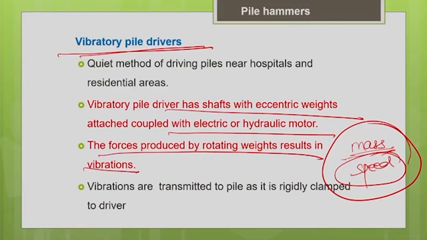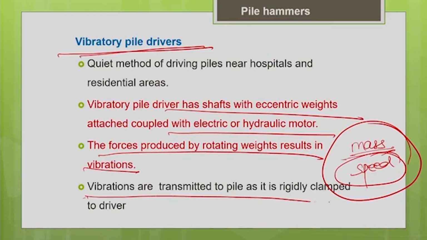You just clamp the vibrator tightly to the pile head. From the vibrator, the vibrations are transferred to the pile head, and from the pile, the vibrations are transferred to the soil. Your vibrations will result in agitation of your pile up and down. This agitation will reduce the friction between the soil and your pile. That will easily facilitate the penetration of your pile into the ground.